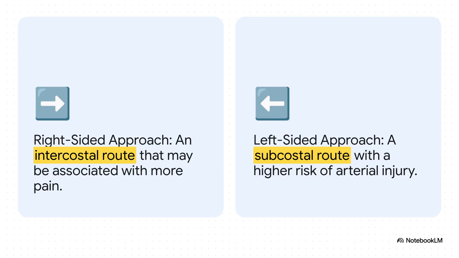So the very first decision is, where are we going in? The right-sided or intercostal approach is super common, but because you're going between the ribs, it can be more painful for the patient. The left-sided or subcostal approach avoids the ribs, which is nice, but it does carry a slightly higher risk of hitting an artery. It's a classic clinical trade-off, and the radiologist will choose based on the patient's specific anatomy and their own preference.